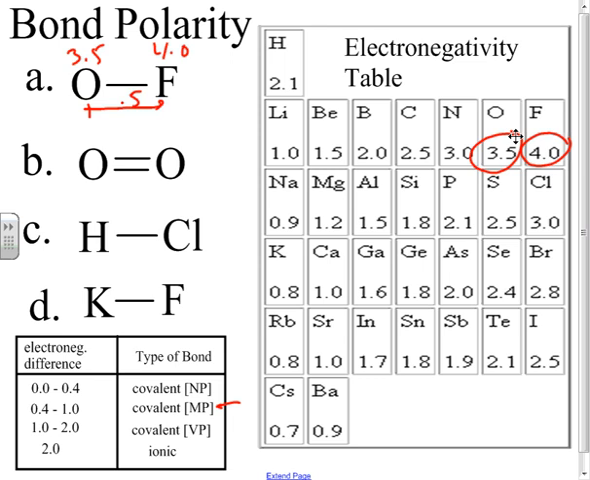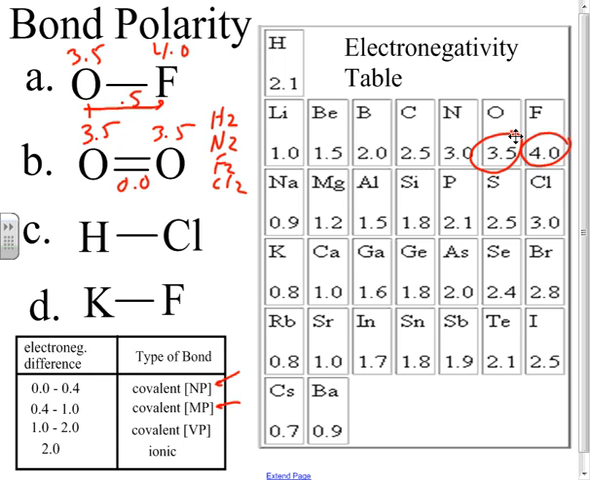In the oxygen-oxygen bond, here the values are 3.5 for each atom, making the electronegativity difference 0. And so that is going to be a covalent nonpolar bond. And that's going to be true for any diatomic molecules such as H2, N2, F2, Cl2, any atom or molecule made up of the same two atoms.